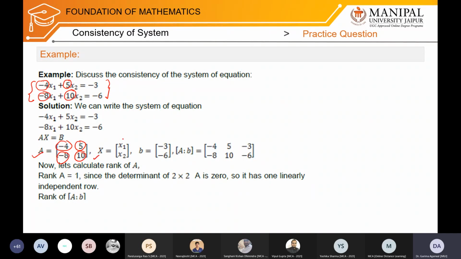X is the variable matrix. Just write all the variables which exist in the given equations in the column matrix form. Then write B, that is the right hand side constants. Then augmented matrix, that is A colon B, right? This is matrix A and this is matrix B, right? Now we need to calculate the rank of A and rank of augmented matrix.